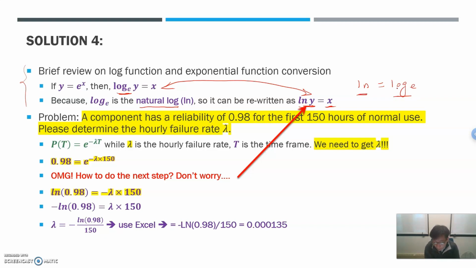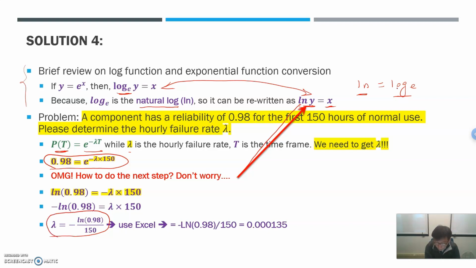And then the problem here is the component has a reliability of 98% for the first 150 hours of normal usage. Please determine the hourly failure rate lambda. So here, this information was offered previously. We have reliability and t, and we need to get lambda. Of course, I explained so far. Oh my God, how to do the next step? Don't worry, think about this, okay? Then you can do some conversion, and natural log 0.98 equals negative lambda times 150. So you will eventually convert it into this format.